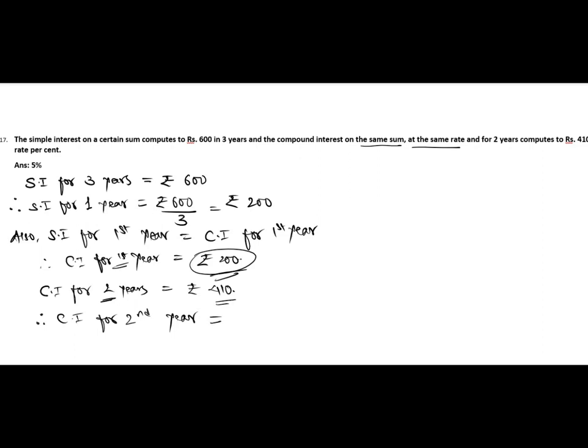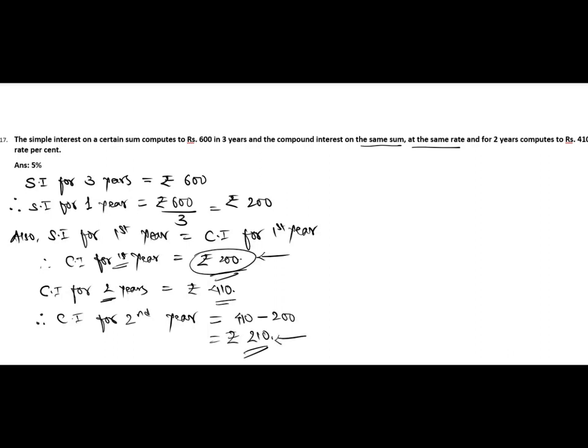Compound interest for second year will be compound interest for 2 years, 410, minus compound interest for first year, 200, and that is rupees 210. This is the compound interest for second year. Now we know the compound interest for first year and the compound interest for second year.